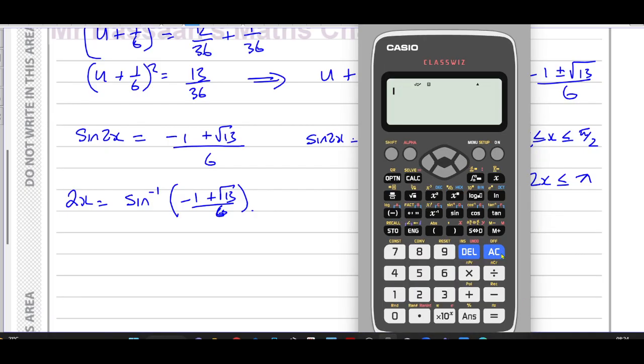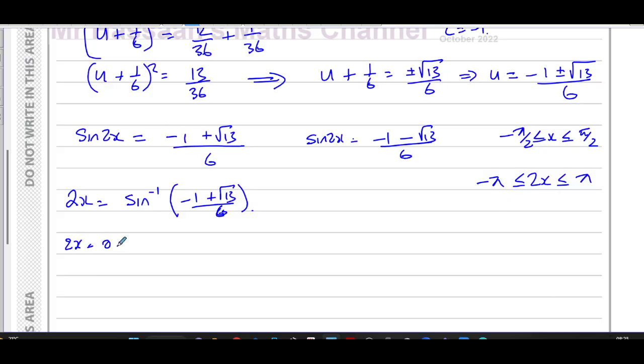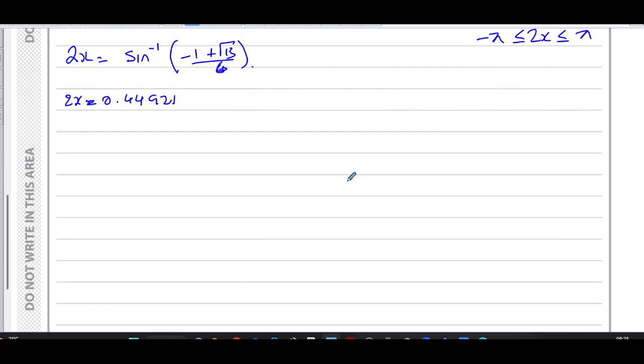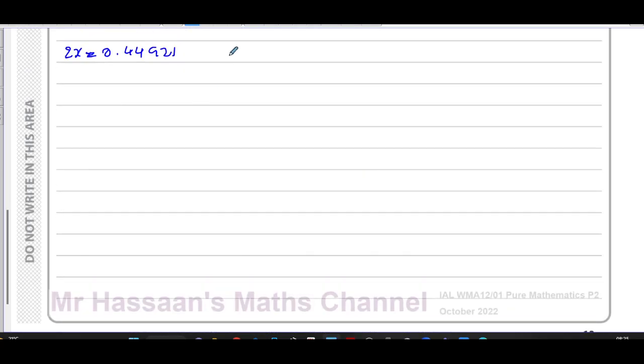So what we're going to do now is put this into our calculator. Inverse sine of minus 1 plus root 13 all over 6. And that gives us our first solution, which is 0.44921. So we have 2x equals 0.44921. That's one solution.